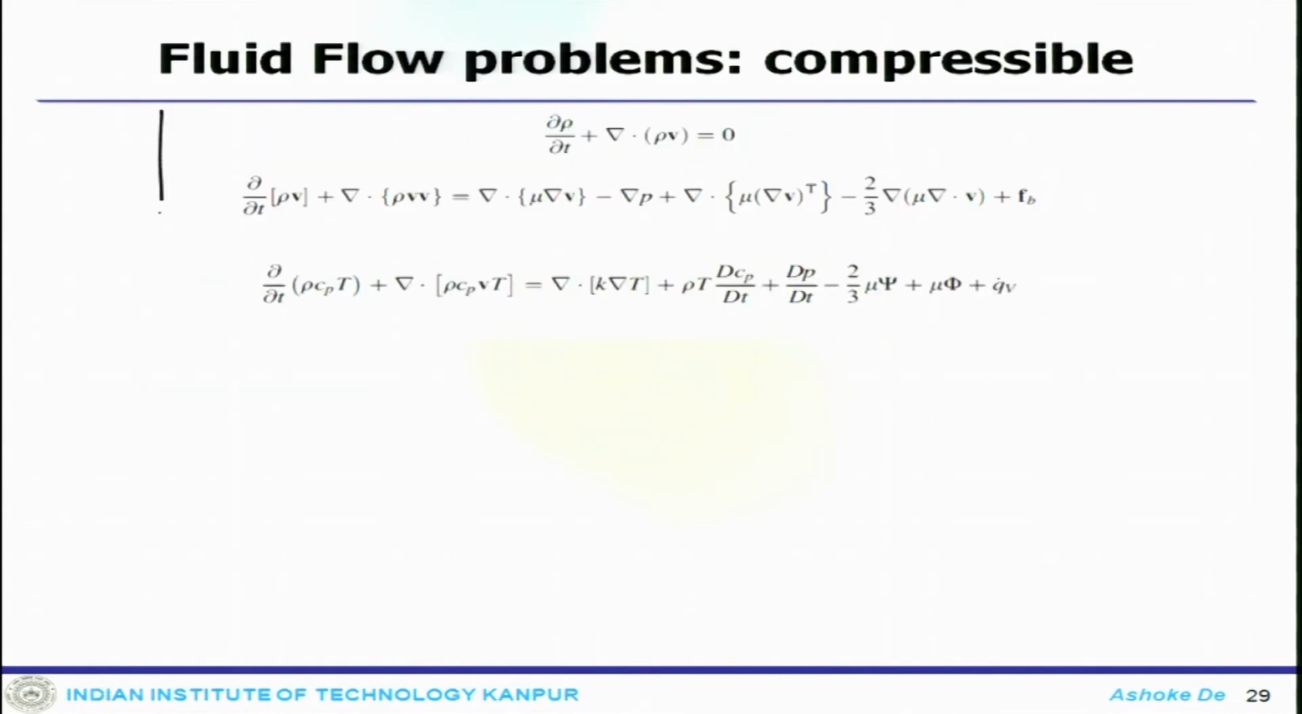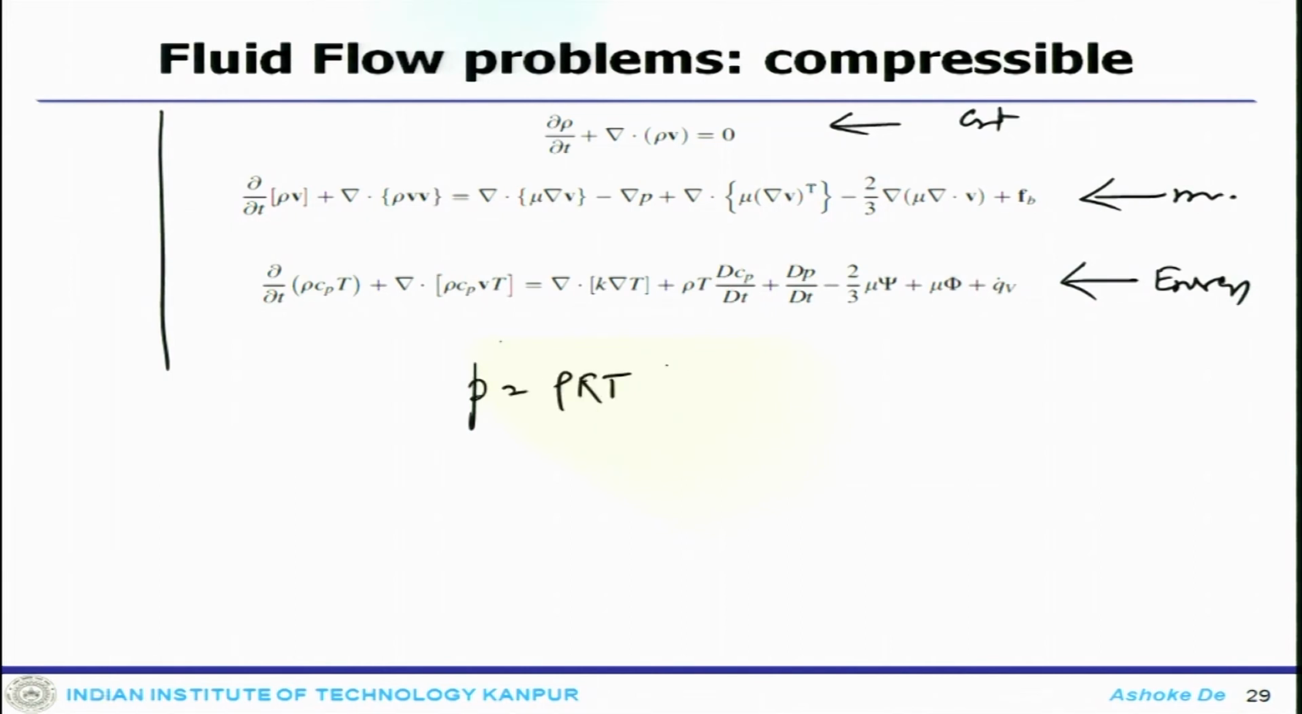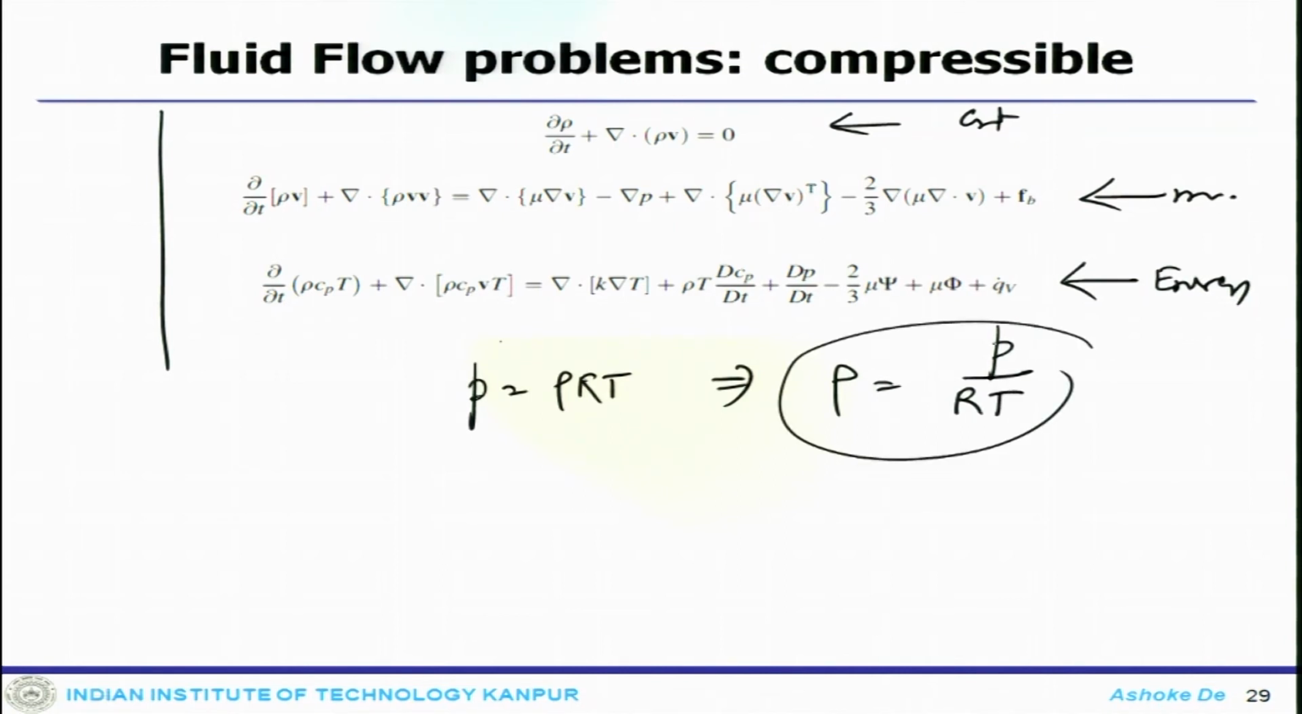Now, these are the set of equations. This is your continuity equation, this is your momentum equation, this is your energy equation. One more equation which will be required is the ideal gas law, P equals rho R T, which lets you calculate rho as P by R T. On top of all this, you need this equation where the pressure and density can be connected with the temperature.